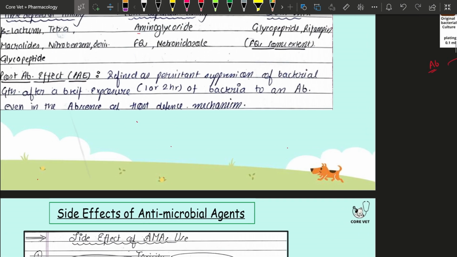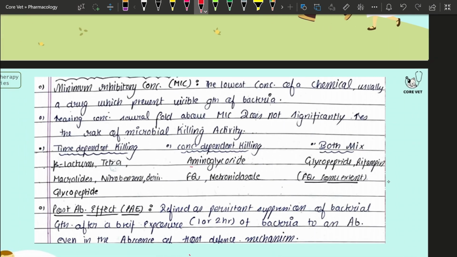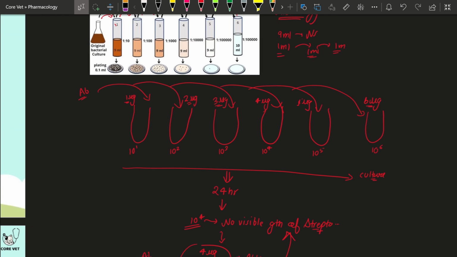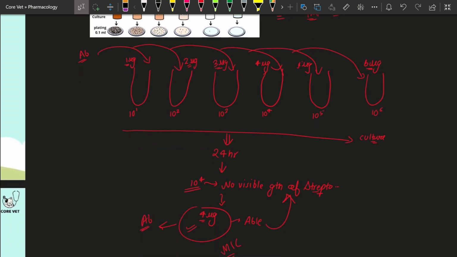So let's go to the definition. It is the lowest concentration of a chemical, which is usually a drug, that prevents the visible growth of a bacteria. See, that's what I taught you. We had prepared a dilution, then added different amounts of drug into successive dilution levels. After the incubation of 24 hours, we saw that at the dilution level of 10 to the power 4, there was no visible growth.